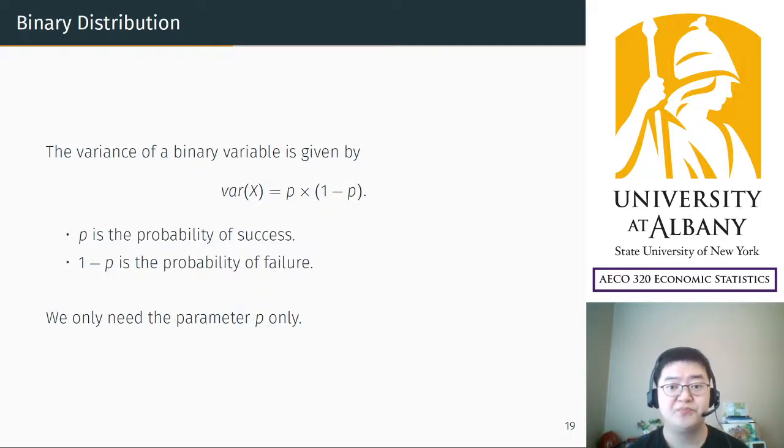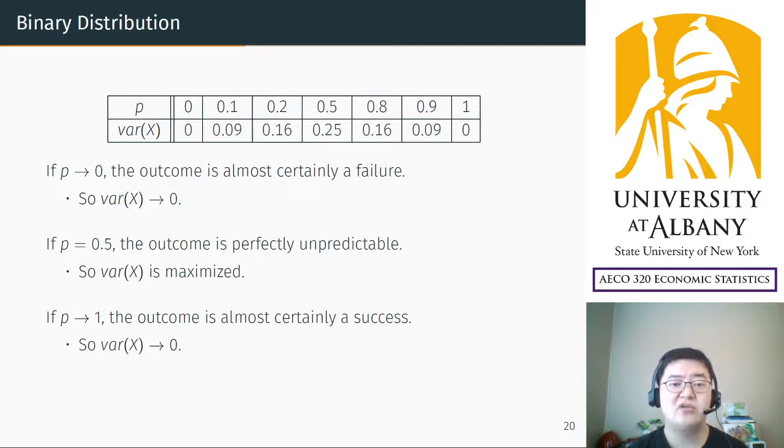Now I'm going to show you how the variance changes when the probability of success changes. I consider probability of success at 0%, 10%, 20%, 50%, 80%, 90%, 100%. For each parameter value, the corresponding variance equals 0, 0.09, 0.16, 0.25, 0.16, 0.09, and 0. Now let's see a pattern. The smallest is 0 at the boundary, and it increases up to 0.25 at p equals 0.5 and then decreases back again, and it's symmetric.